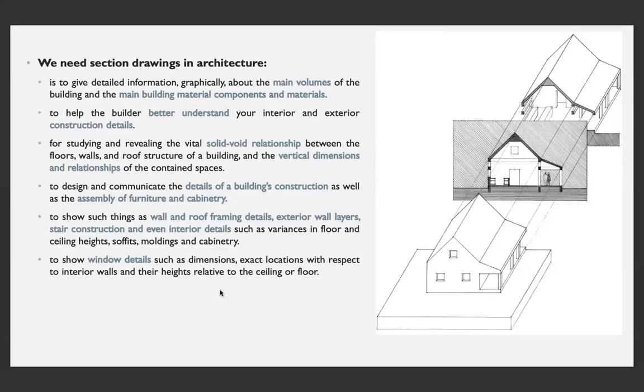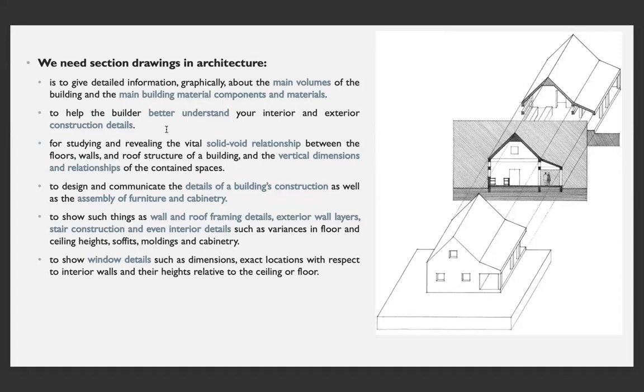We need section drawings in architecture to give detailed information graphically about the main volumes of the building and the main building material components and materials. If you look at this building in which we take a section, we can see a main volume, as you can see here, the interior. There's a huge room, a big room. And there is something that we can understand from a section.